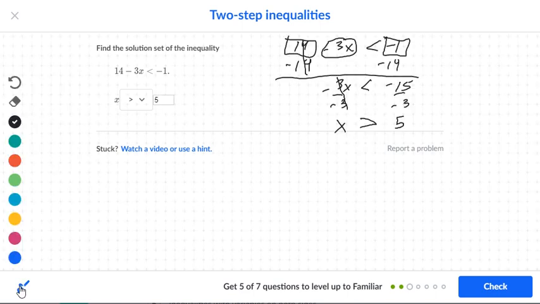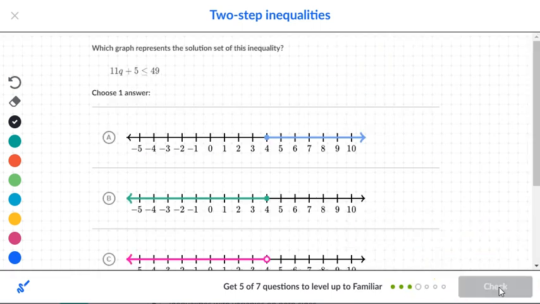And again, you could see that from my answer. So x is better than 5. So let's check this. Okay, let's go to the next question.